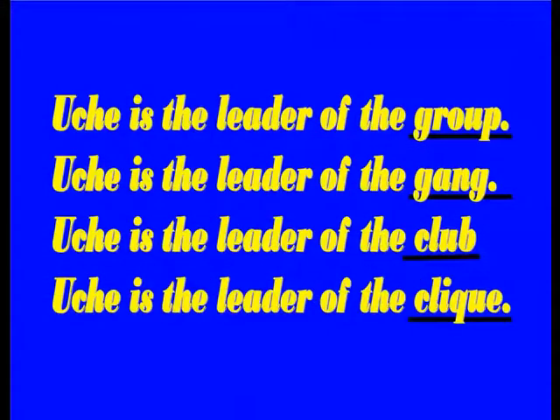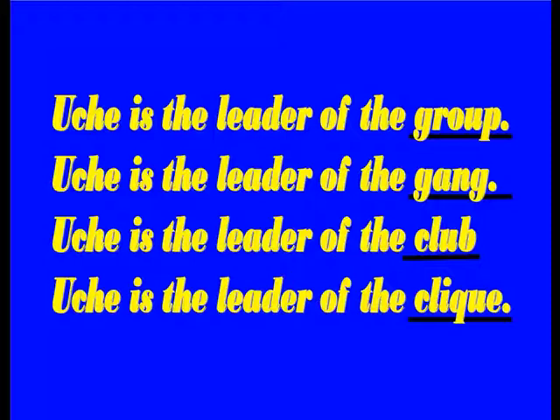For you to understand what I'm trying to explain right now, we will use 10 sentences to see how different words can connote different things and why you should be careful about using the right one. Our first example is this. Uche is the leader of the group. Uche is the leader of the gang. Uche is the leader of the club. Uche is the leader of the clique.